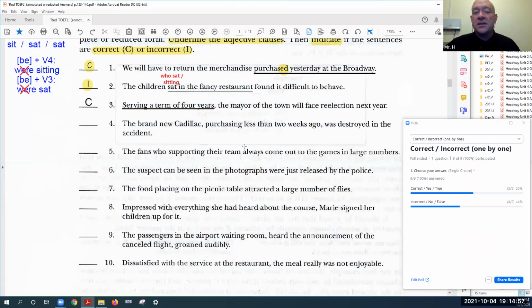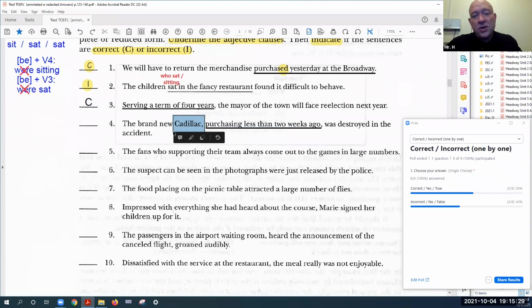Let's find the adjective clause. Purchased less than 2 weeks ago. That's right. Okay. Now, do you see commas here? Yeah. So is this information necessary or is it optional? Optional. It's optional information, right? Now, what does it describe? This clause describes the brand new Cadillac.